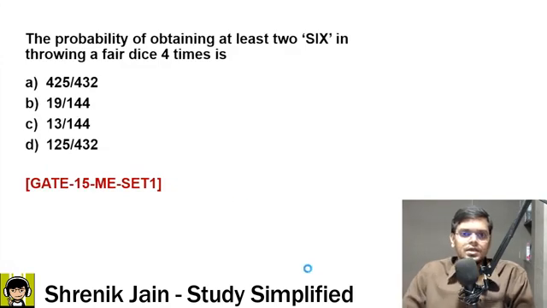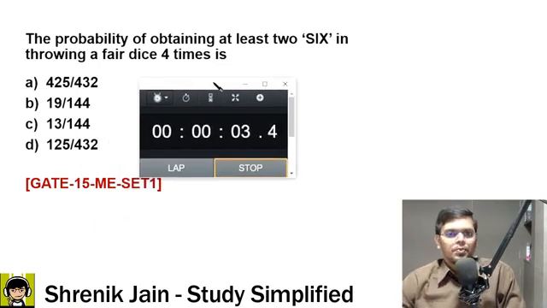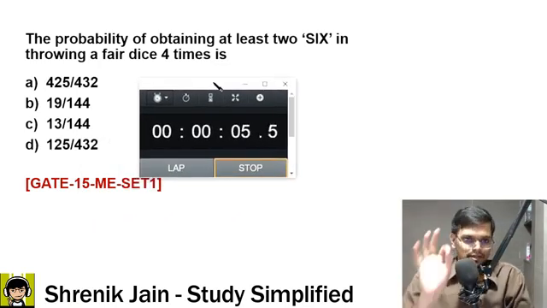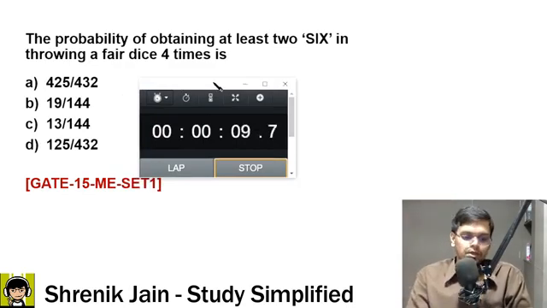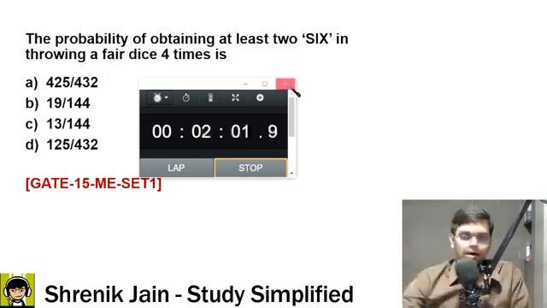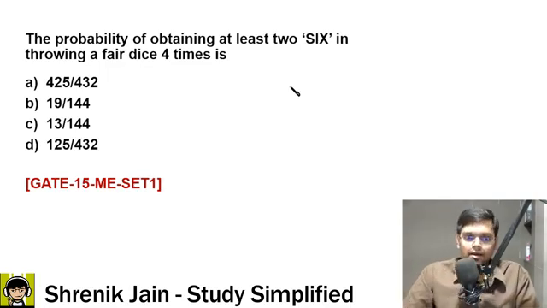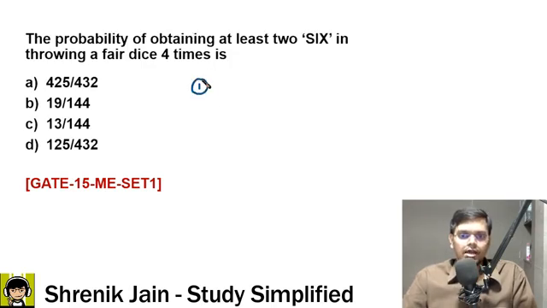This is moderate, not that tough, but not that easy either. The probability of obtaining at least 6 in throwing a fair dice 4 times is what? Tell me guys, what is the answer? 2015 Mechanical Set 1, A, B, C and D. We will not be able to tolerate your slow speed, okay? So now you have to be ultra fast in your calculation.